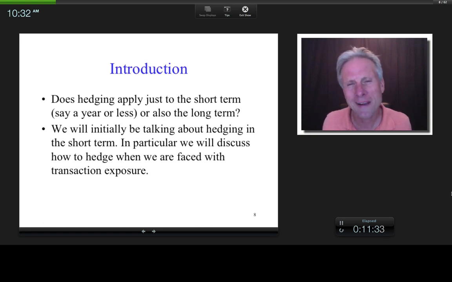Maybe you've heard of something called a natural hedge. Does anyone know what a natural hedge is? Well, it might be that you have operations, let's say a ski resort. Maybe you have a ski resort in Vail, but you also have a ski resort in Switzerland. And owning a ski resort, is that short term or long term? That's long term, right? So we'll be looking at managing this risk and actually taking advantage of risk opportunities that exist in the long term, but not today. Today we're going to talk about the short-term management of exchange rate risk.